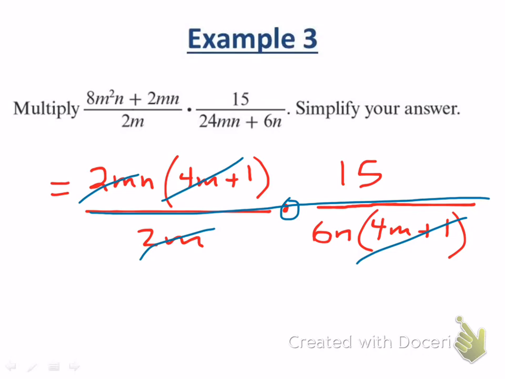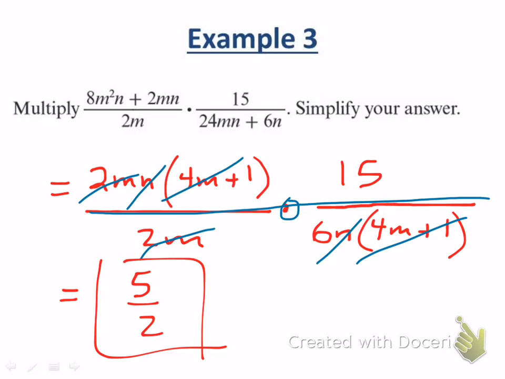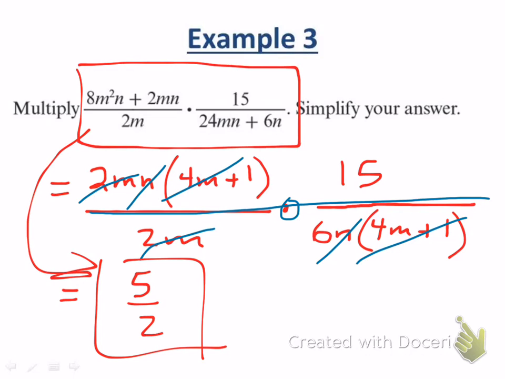2m's can cancel, right? The n's can cancel. We're just left with 15 over 6. But hey, that can cancel too, right? Can cancel a 3 out of 15 over 6, and I'm left with 5 over 2. Now, who would have guessed that this big, complicated-looking thing is equal to 2.5? No one. Yeah, you wouldn't, right? And you can't see that without canceling your common factors.